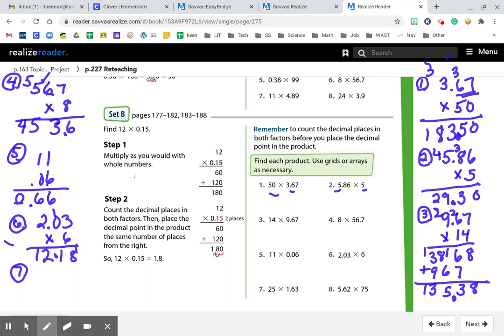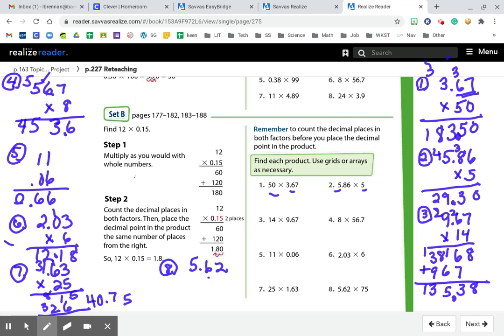Number 7, I might run out of room here. 1.63 times 25, 15, 31, 8, and 6, 12, 3. Add that mess together, and I'm going to have a 5, a 7, 10, carry the 1, and a 4. Last problem. Boy, I squeaked that in there, didn't I?